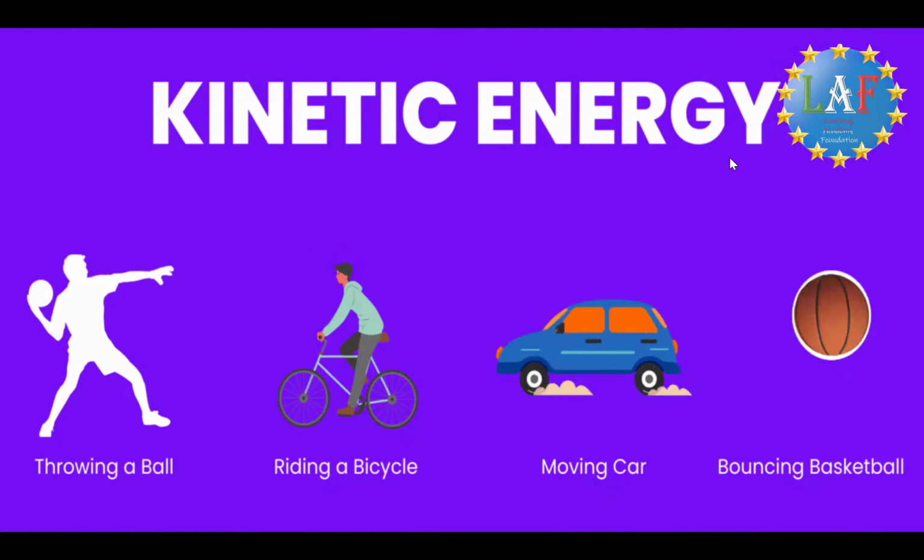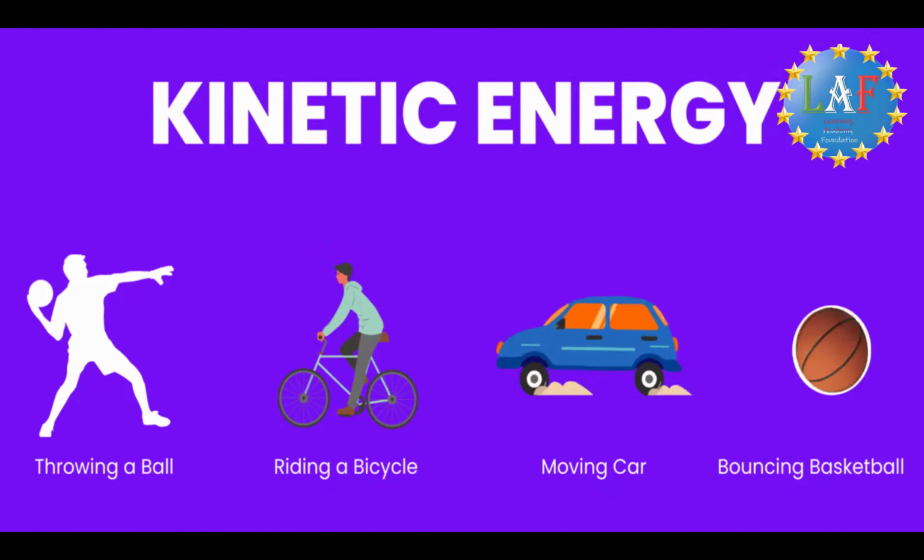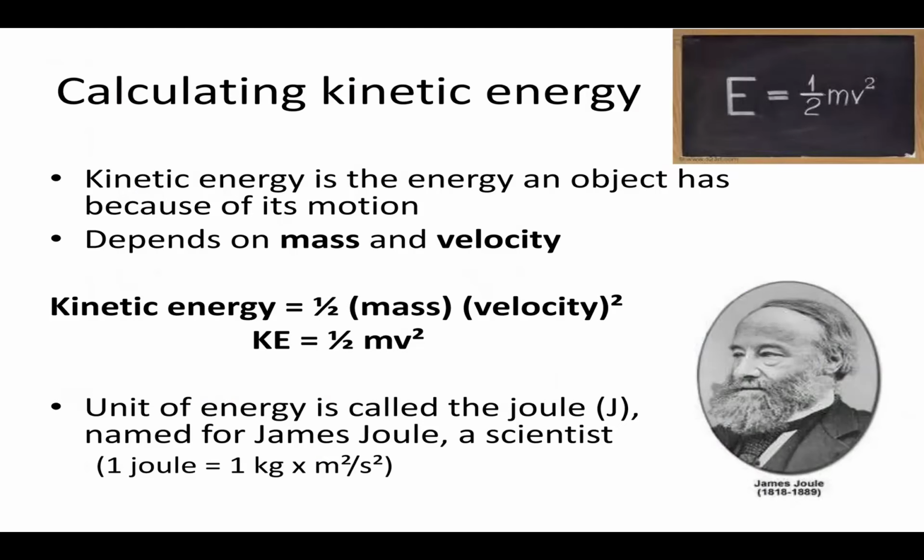Let's talk about velocity calculations using kinetic energy, because motion has consequences. Examples of kinetic energy are throwing a ball, riding a bicycle, a moving car, and a bouncing basketball. Kinetic energy is the energy an object has because of its motion. It depends on mass and velocity. Kinetic energy equals half mass times the square of velocity.